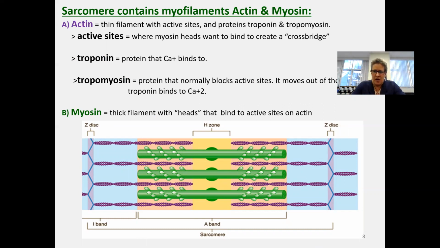But there's going to be a problem. The problem is the protein called tropomyosin, the long T word, normally blocks these active sites so myosin can't grab it. So tropomyosin is attached to troponin, the short T word.